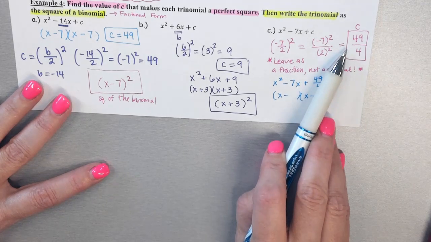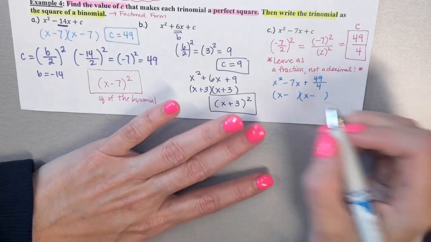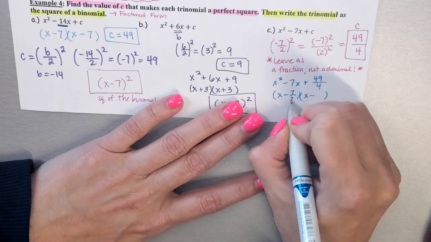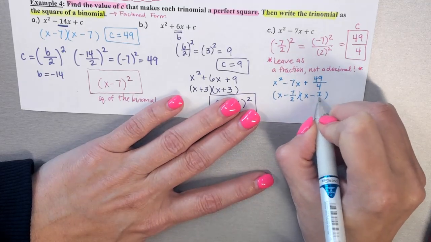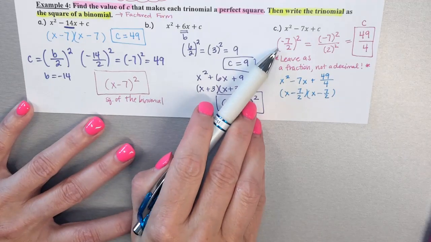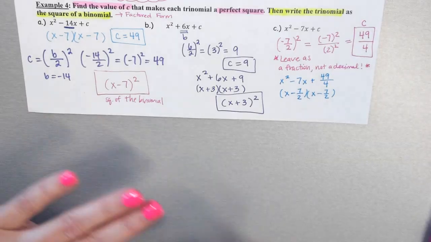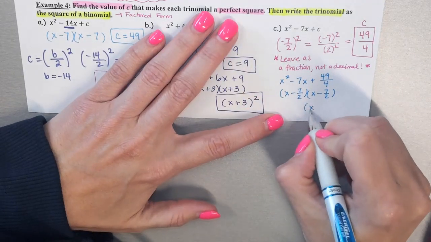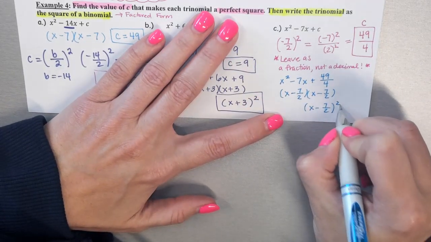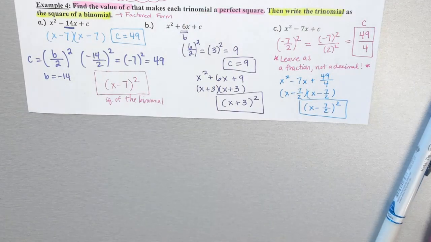So the square root of the fraction, what's the square root of 49? 7. Square root of 4, 2. Do you notice this is also what we have in the parentheses here? So here, here, and here. So then this is going to be your binomial. What questions do we have in example 4?